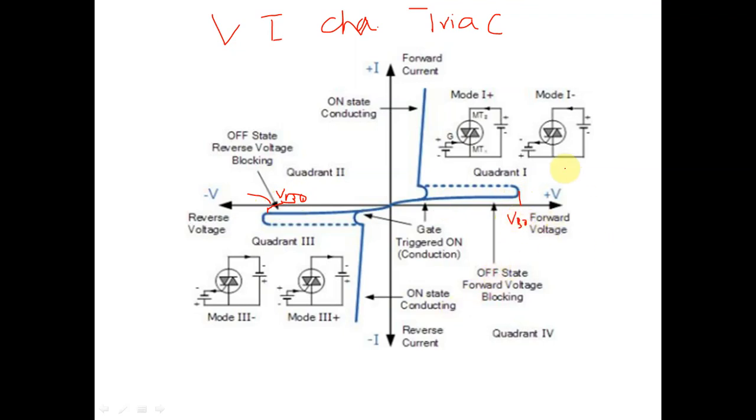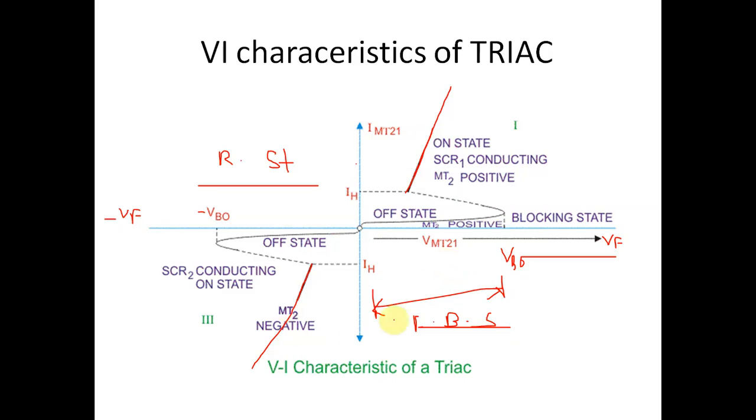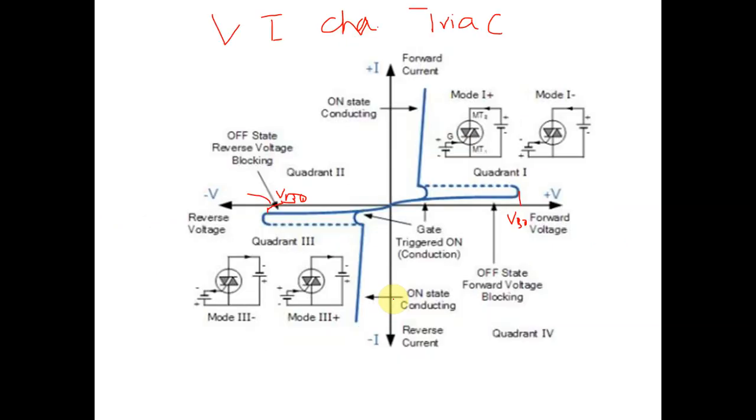There are three states. This one is the forward blocking state. This one is the reverse blocking state, and this one is the conduction state of SCR. This is the on state conducting. Here is also an on state conducting, and this is the reverse voltage blocking. This one is the forward voltage blocking. Here is the gate triggered turn on conduction. Draw the VI characteristics diagram; both the diagrams are the same.